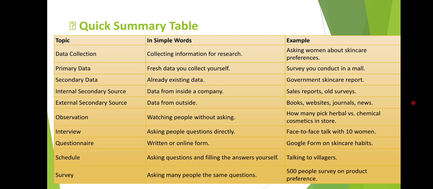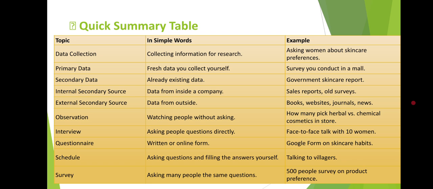After that, we have internal secondary sources, data from inside a company. For example, sales reports and old surveys come under the internal secondary source. After that, we have external secondary source, that means data from outside. For example, books, websites, journals and news. Next method we have is observation, that means watching people without asking any question. You just observe the people, you observe their gestures. For example, how many pick herbal versus chemical cosmetics in a store.